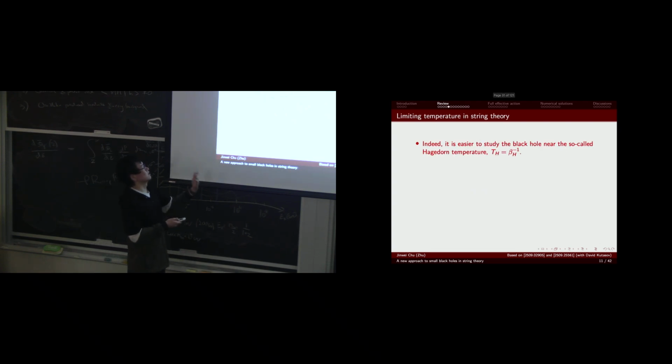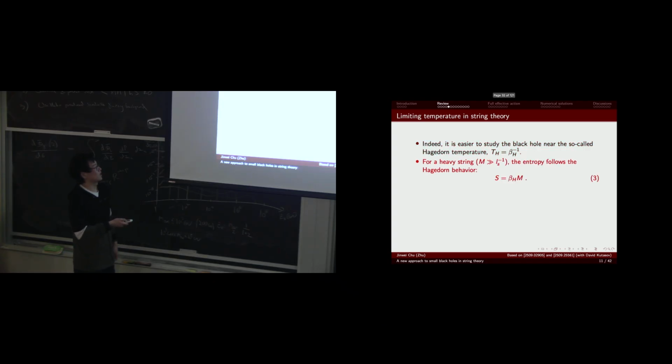And indeed, it is easier to study the black hole problem near the so-called Hagedorn temperature, which is just the inverse of the previous beta_H. Or in other words, beta_H is just the inverse Hagedorn temperature. And that's the reason why the beta_H has this subscript H. This H just denotes Hagedorn. So let me first briefly review the Hagedorn temperature.